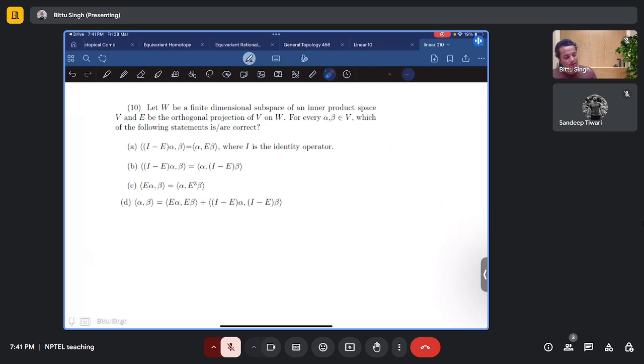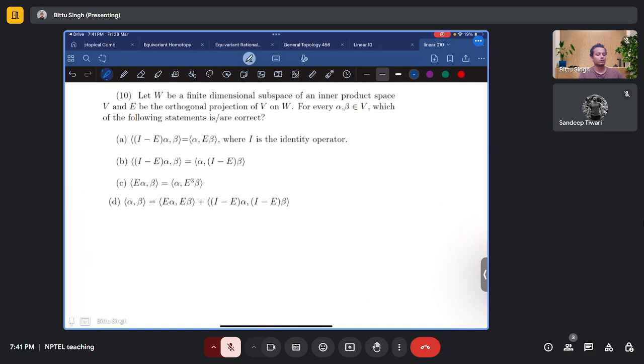So W is a finite dimensional inner product space and E is the orthogonal projection of V on W. Alpha, beta belong to V, then which will be satisfied? So we need to observe some facts.